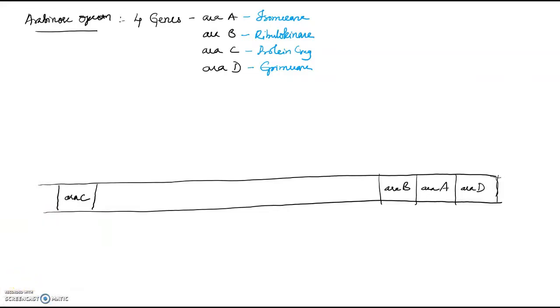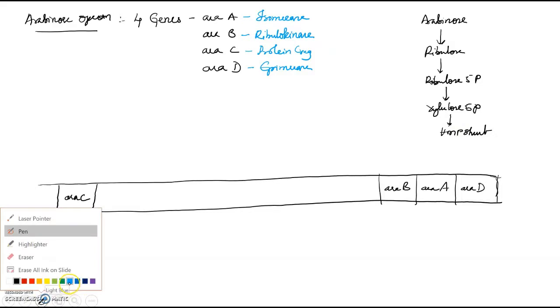What does this arabinose operon do? Its main function is breakdown of arabinose. So arabinose breaks down to ribulose. Ribulose is converted to ribulose 5-phosphate. This ribulose 5-phosphate gets converted to xylulose 5-phosphate. We all know that xylulose 5-phosphate is an intermediate in the HMP shunt pathway, so it goes into the HMP shunt.